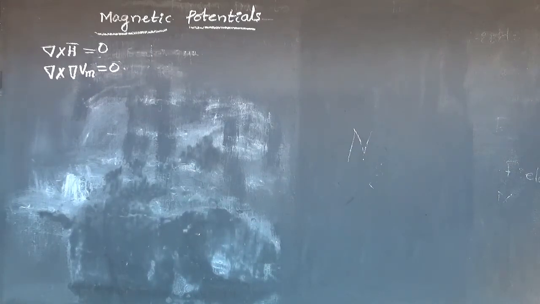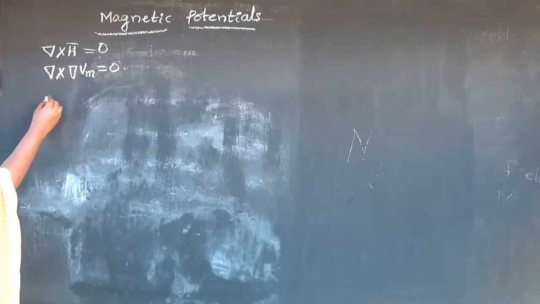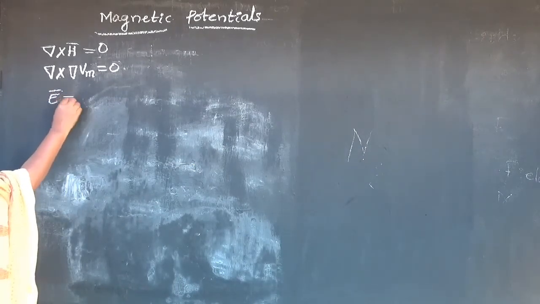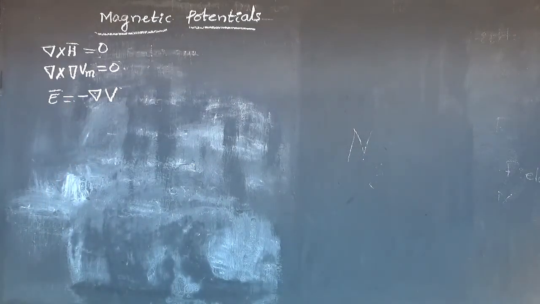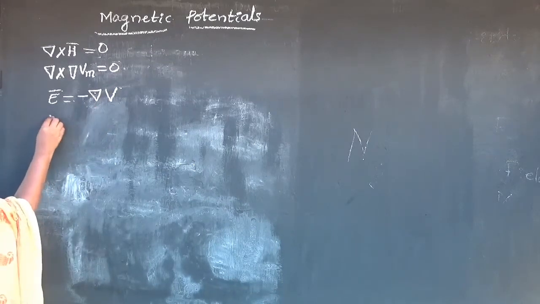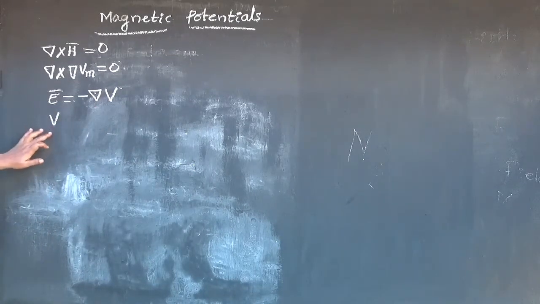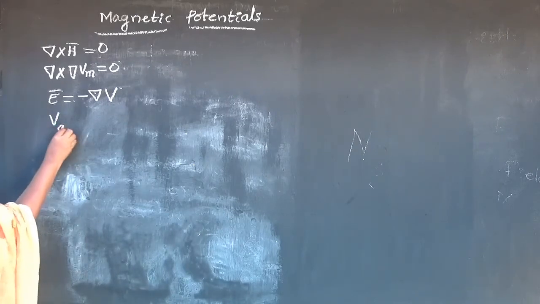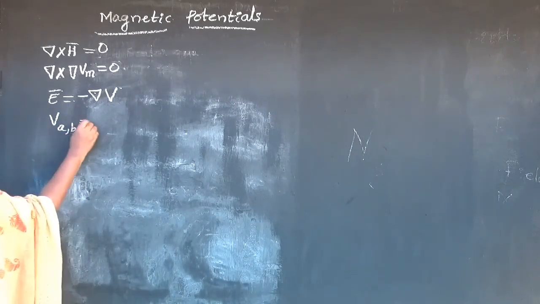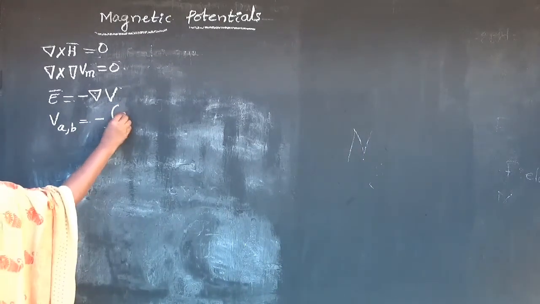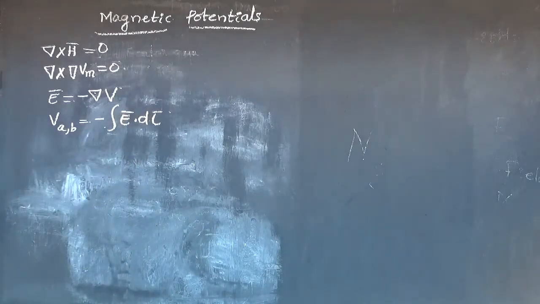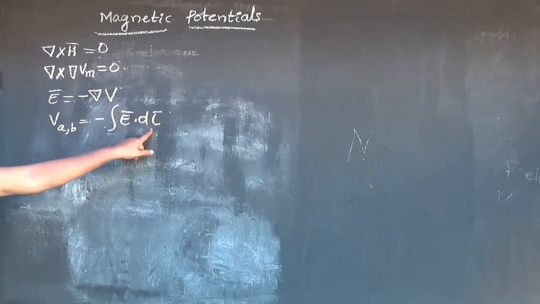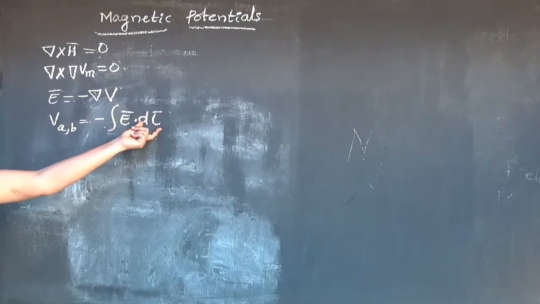So now we know that E bar is equal to minus del V in electrostatics. Now what is voltage? Voltage along a line A comma B must be equal to minus integral of E bar dot dl bar. So this dl bar represents that it is a line integral.